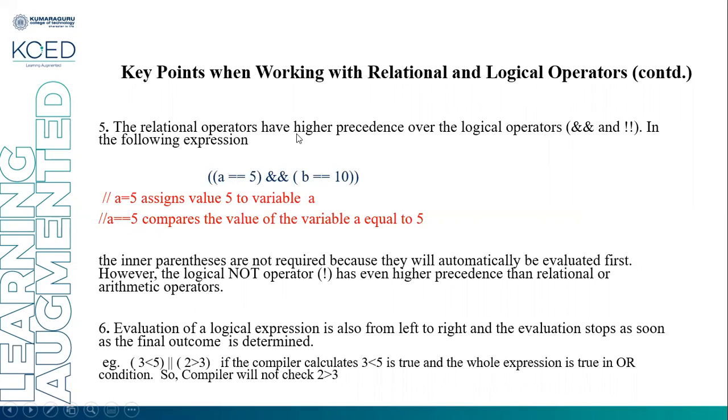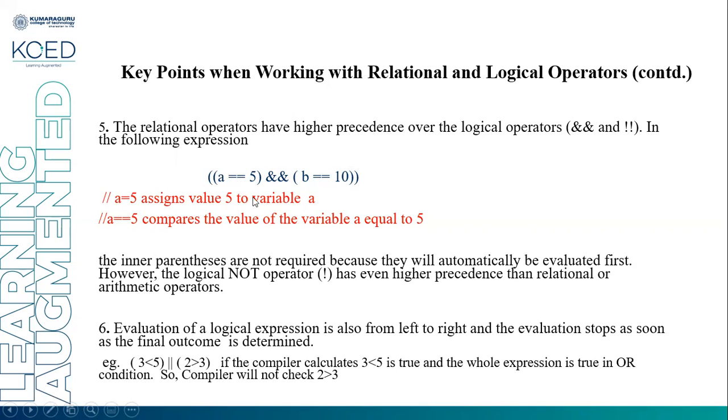Next point, the relational operator has higher precedence over the logical operator. AND and OR have lower precedence than the relational operators. For example, consider A double equal to 5 and B double equal to 10. That means comparison: A equal to 5 and B equal to 10. First A is compared with the value 5, and we get a true or false value. Then B double equal to 10 will be compared, and the result will be obtained. After that, the AND operation between both results will be executed. If both results are true, it will return true. Otherwise, it will return the value 0.